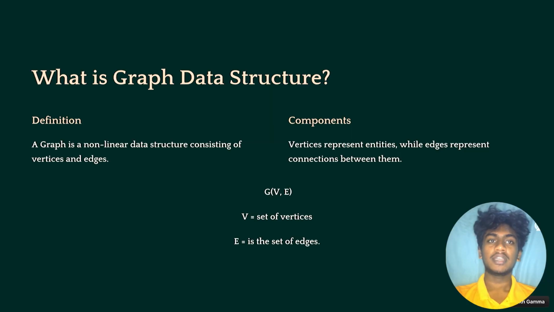A graph is a nonlinear data structure consisting of vertices and edges. The vertices, also called nodes, represent entities, while the edges or arcs represent connections between the entities. Formally, a graph is denoted as G = (V, E), where V is the set of vertices and E is the set of edges.